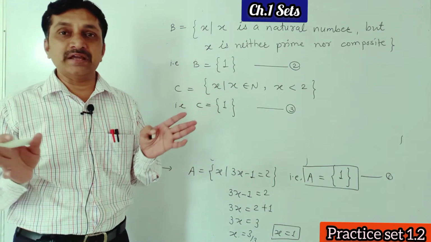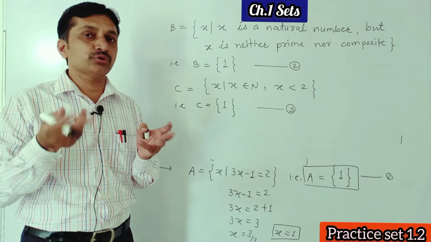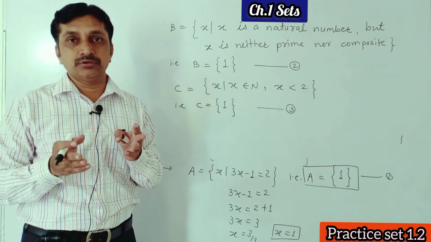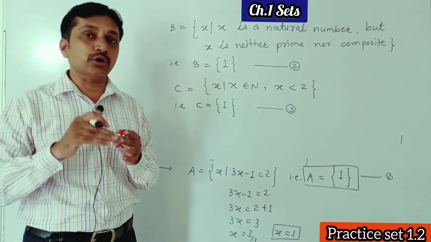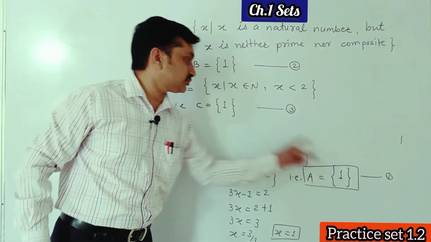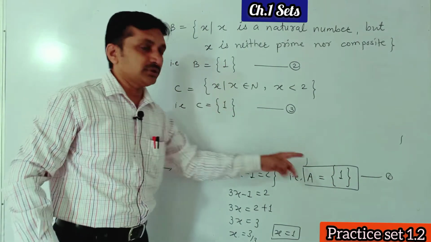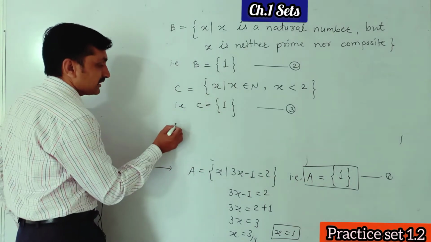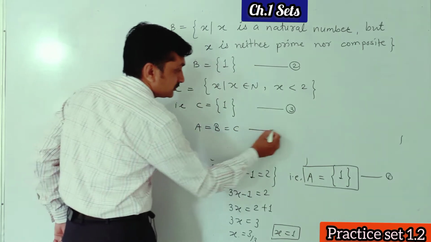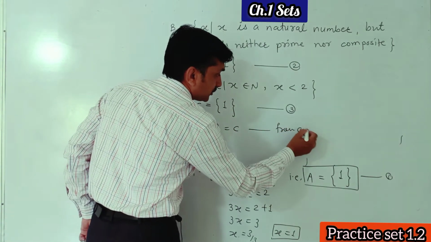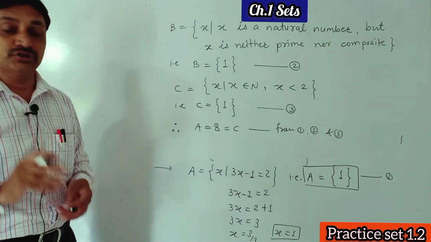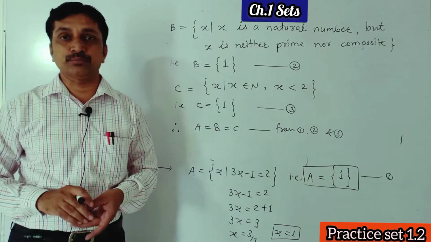If all the elements of two or more sets, here there are three, are the same and equal in number, then here the number of elements is 1, 1, 1 and the elements are also 1, 1, 1. That's why all three are equal. We can say here, therefore A is equal to B is equal to C, from 1, 2 and 3. It is our justification. In this way you have to solve this example.